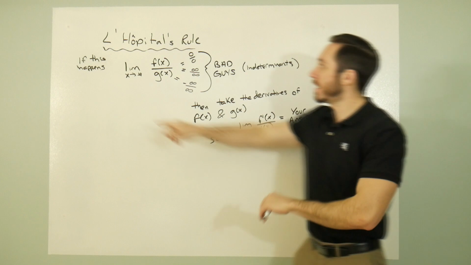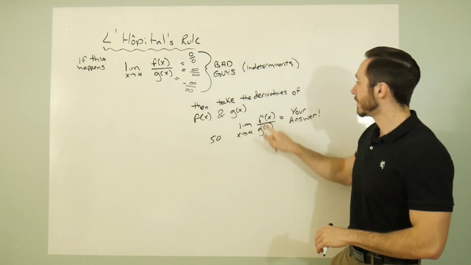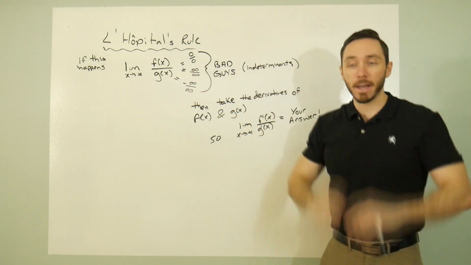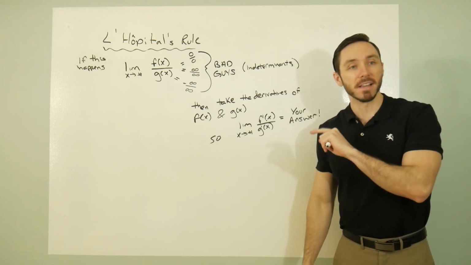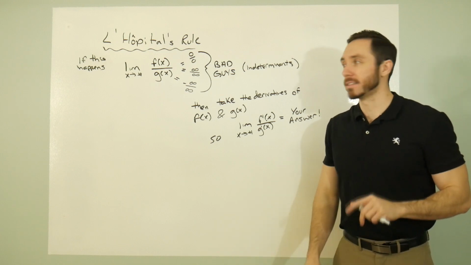Anyways, if this does happen when you're dealing with a limit, fret not, you can do an easy thing. If you just take the derivative of the top and the derivative of the bottom, that is fine. That'll be your answer. You should look up the proof if you're curious as to why this is the case. It's kind of cool, a little abstract. Not the point of this video.